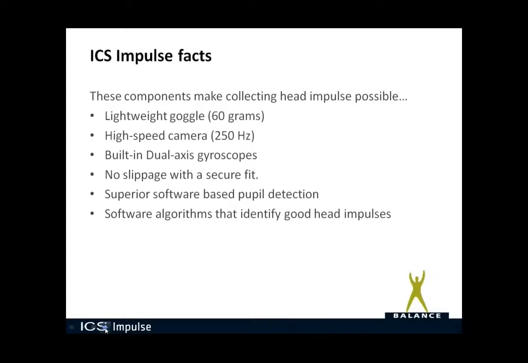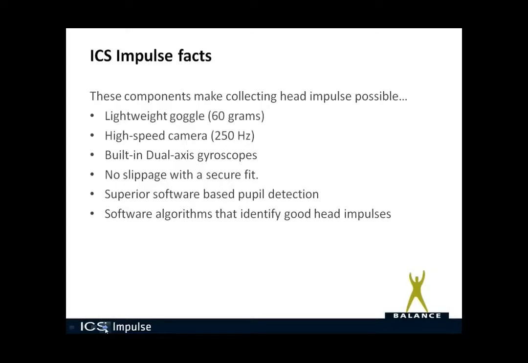There's several components that make collecting head impulses possible with this device. The first thing that's important is the fact that they're lightweight goggles. They're only 60 grams. You want lightweight goggles because you don't want the goggles to slip during head impulse testing. The highest speed camera at 250 Hz is very important for picking up those catch-up saccades. Built-in dual-axis gyroscope is obviously measuring the head movement. No slippage with a secure fit. Again, no slippage is very important. Superior software-based pupil detection to make sure that the pupil is always detected so that you can capture those catch-up saccades. And last thing is software algorithms that identify good head impulses and good data.